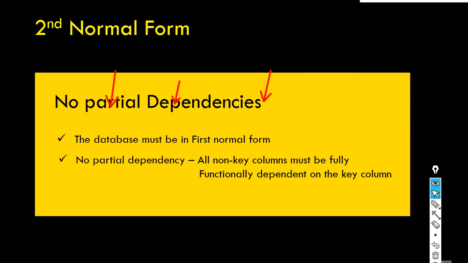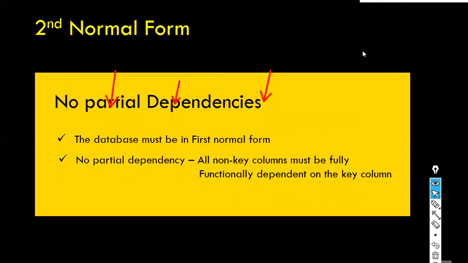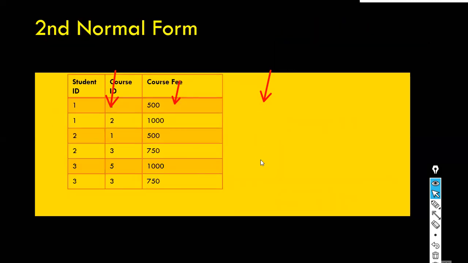Okay, the next one is second normal form. If a database must be in second normal form, it should first satisfy the first normal form, and then there should not be any partial dependency. All non-key columns must be fully functionally dependent on the key column. Maybe it is confusing, so with this example we will try to understand this definition straight away.